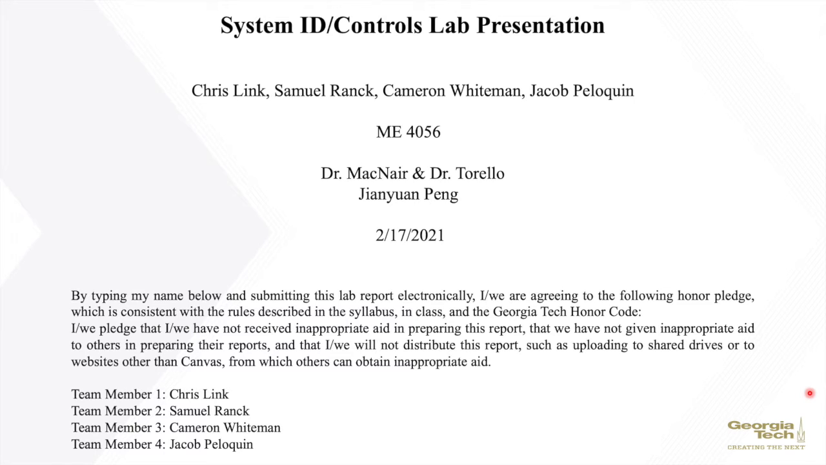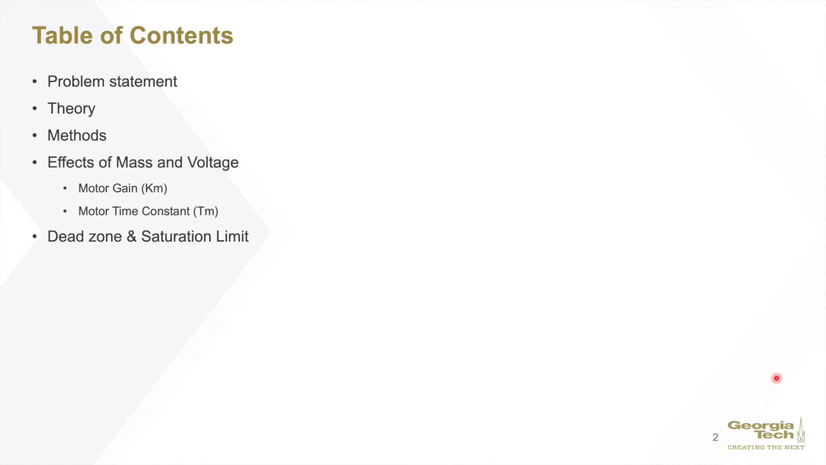This presentation was created for the System ID and Controls Lab in ME 4056 by Chris Link, Samuel Ranck, Cameron Whiteman, and Jacob Peloquin. In this presentation, we will discuss our purpose for conducting the experiment, the theory guiding our setup and analysis, and the methods used to conduct the experiment. We will then present our analysis of the effects of voltage and mass on the motor gain and motor time constant, and of the dead zone and saturation limits of the system.